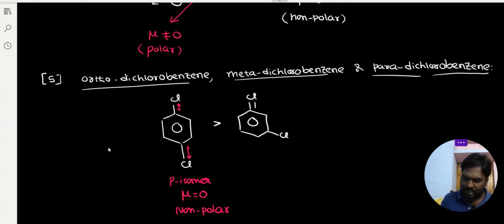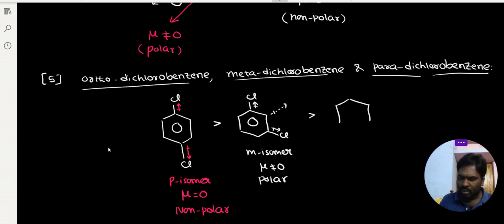Now it is greater than meta. So here dipole is somewhat not exactly cancelled, resulting dipole moment working like this. So anyhow, meta isomer has some dipole moment, mu not equal to 0. So polar. Now coming to ortho dichlorobenzene.